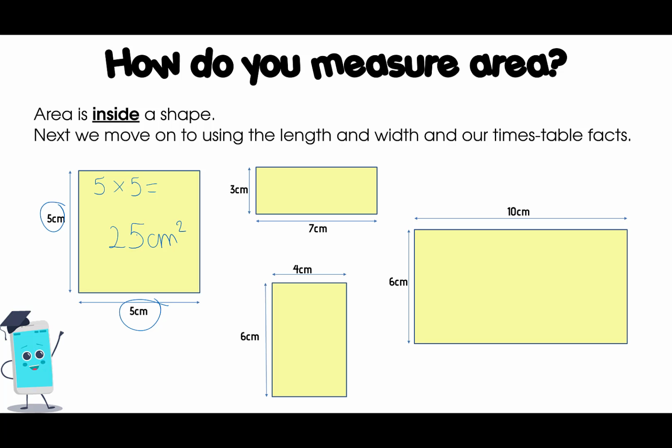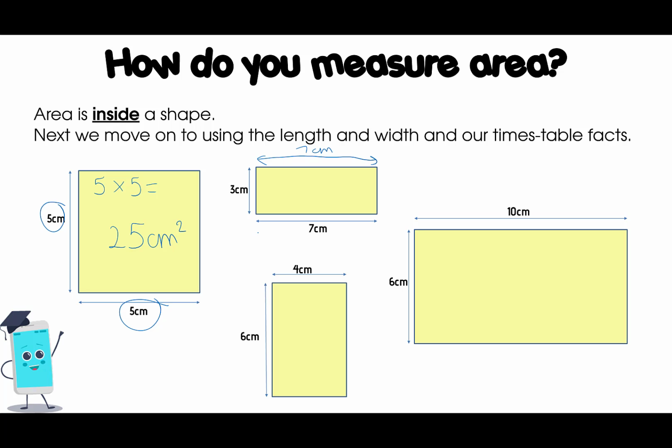Now, make sure that you don't get confused when you are doing a shape which isn't a square. So, for example, with this shape, we've got 7 across and 3 up. Make sure you don't do 3 times 3 because you've multiplied these 2 ends. And make sure you don't do 7 times 7 because you've multiplied these 2 parts of the rectangle. It needs to be your length and your width.